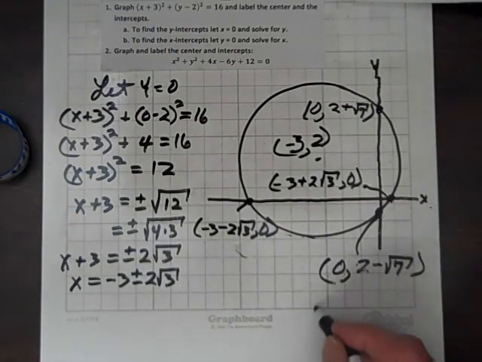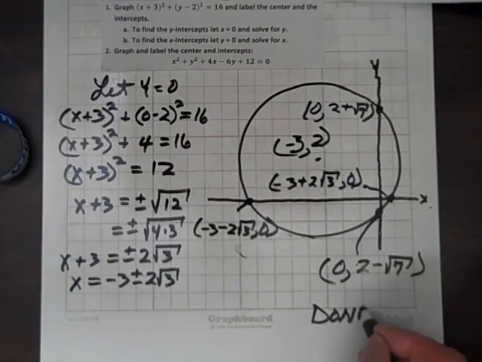And we are done. We have graphed the circle, we've labeled the intercepts, and we've labeled the center.